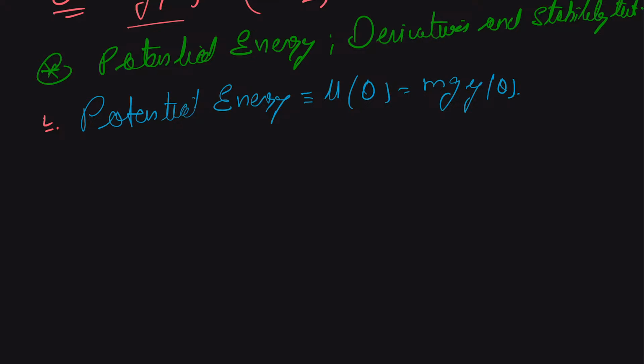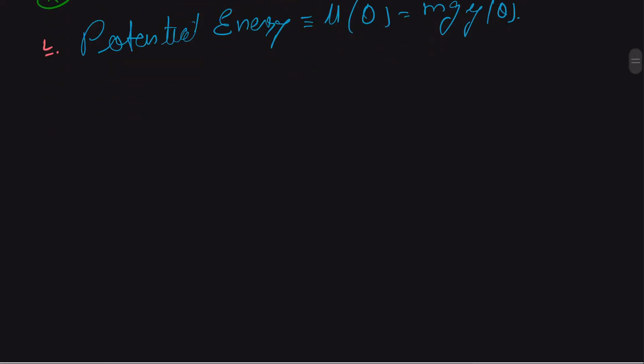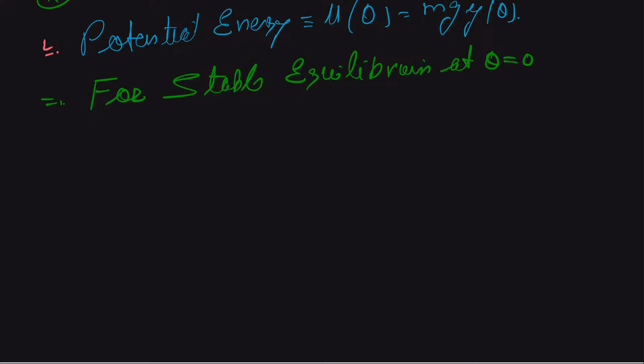And for stable equilibrium at theta equal to 0, we need the first derivative of y to be equal to 0 and its second derivative to be greater than 0. So for stable equilibrium at theta equal to 0, the first derivative should be equal to 0, and its second derivative, when the value 0 is substituted for theta, should be greater than 0.